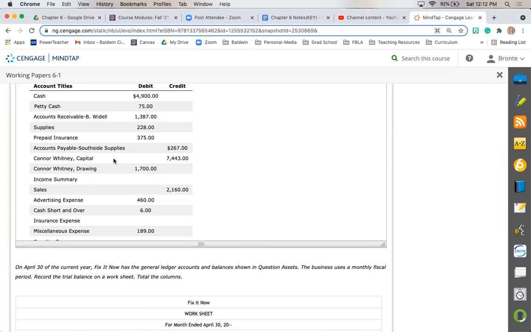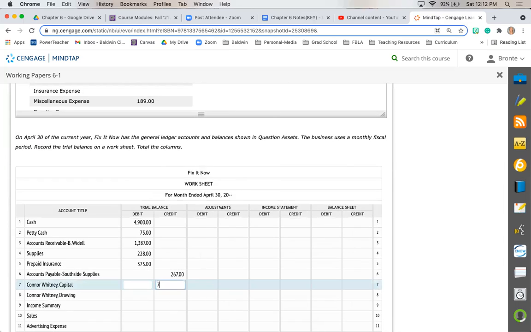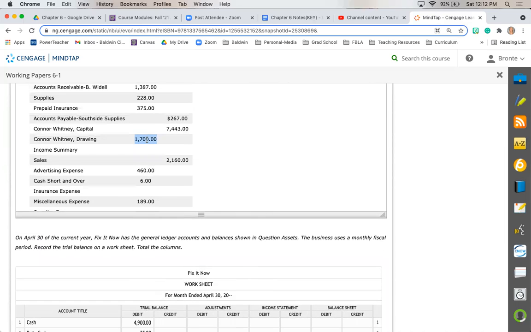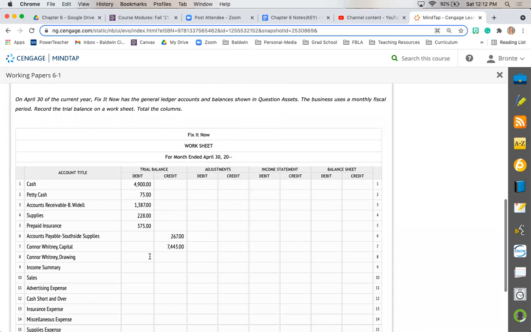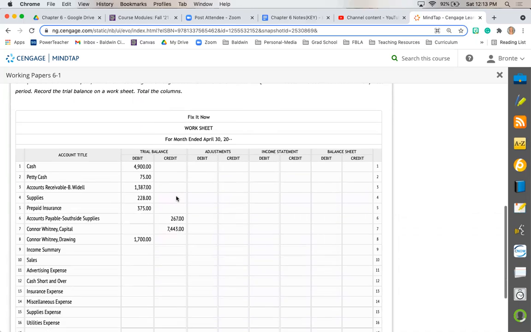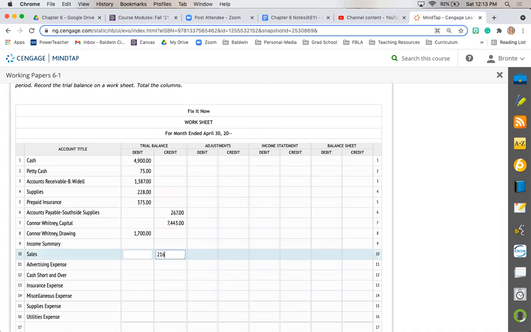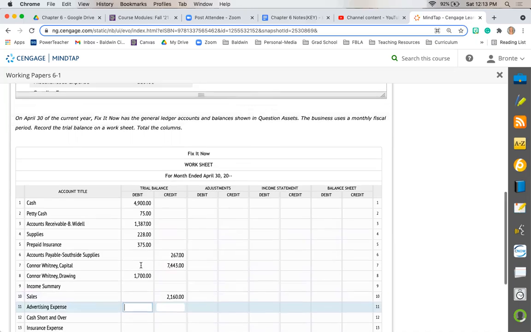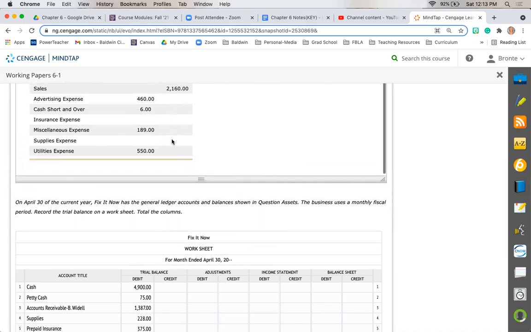Our capital account is also a credit balance. So our two owner's equity accounts here, 7,443. Our drawing gets a debit balance of 1,700. Income summary is going to come into play in our next chapter. So we are going to leave income summary blank. Our next account is our one revenue account, sales, 2,160. And then we have all of our expense accounts, and be careful because not all of them have a balance.